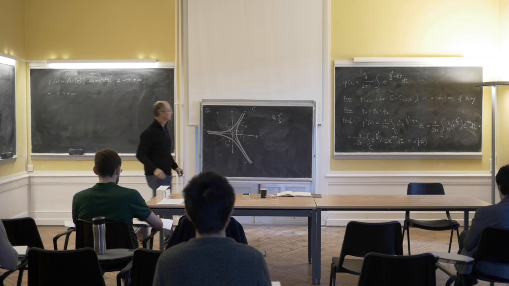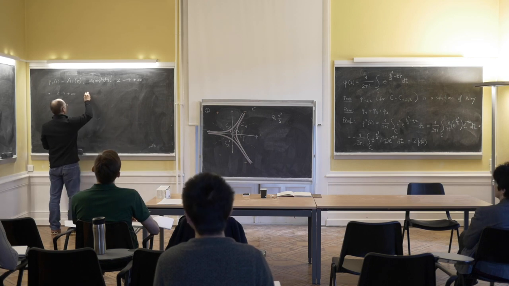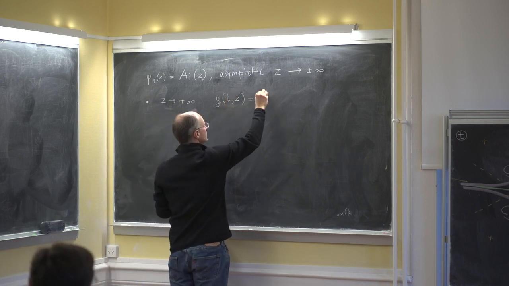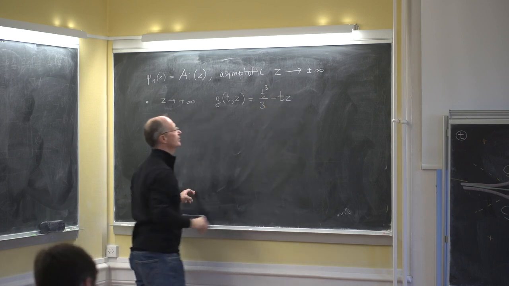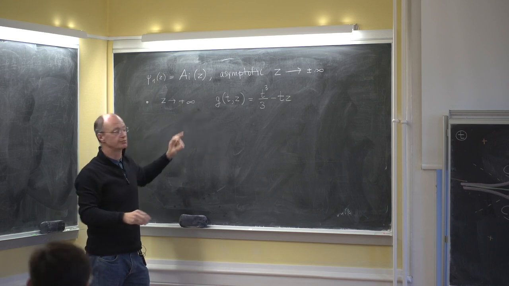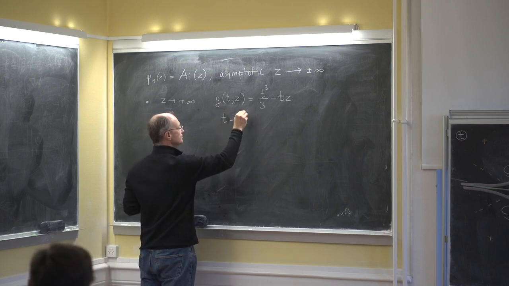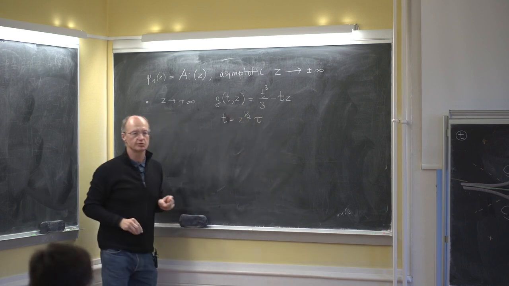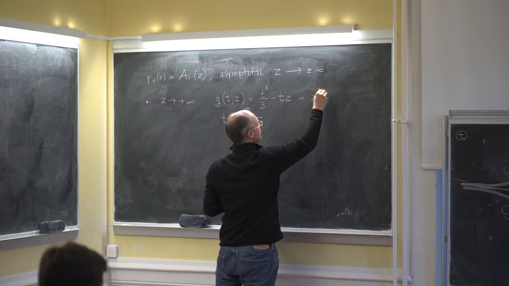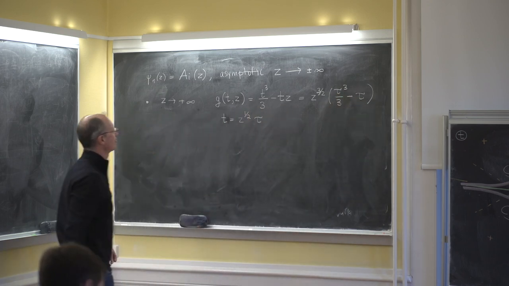So let me denote the function here in the exponent. Let me denote it by f, or maybe better, let me say g of t and z. And it is equal to t cubed over 3 minus tz. Let me do the following small trick. So we decided z is positive, so it admits a positive square root. Let me say t is equal to z to the power 1/2 times a new variable tau. So this will give me z to the power 3/2 times tau cube over 3 minus tau.